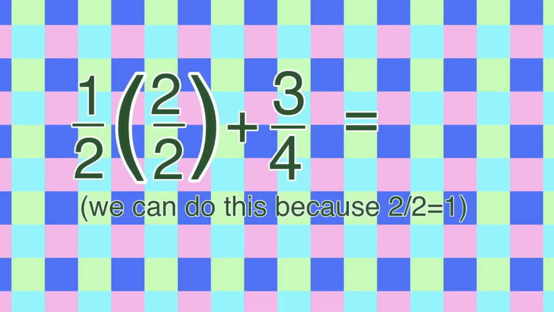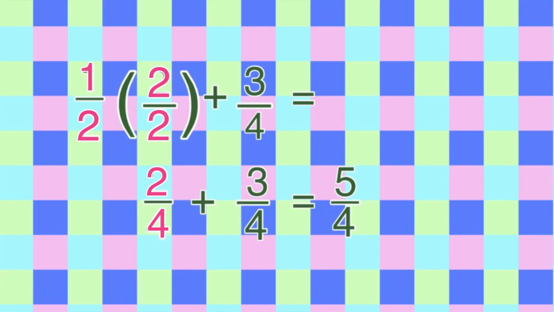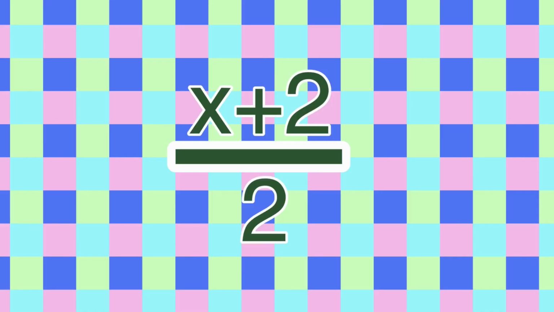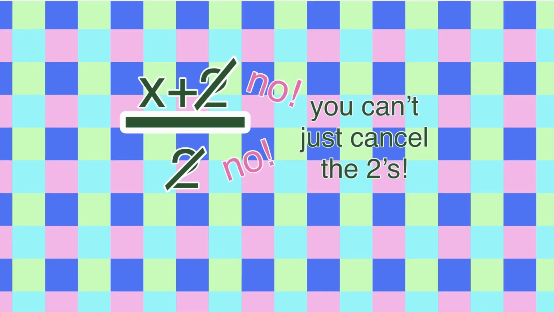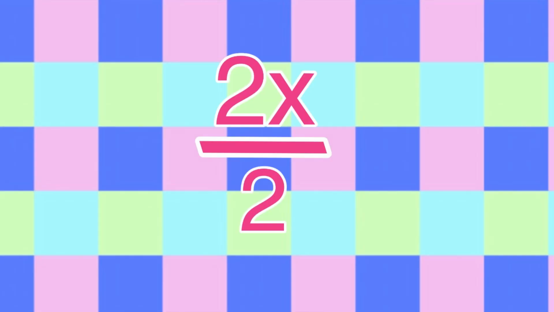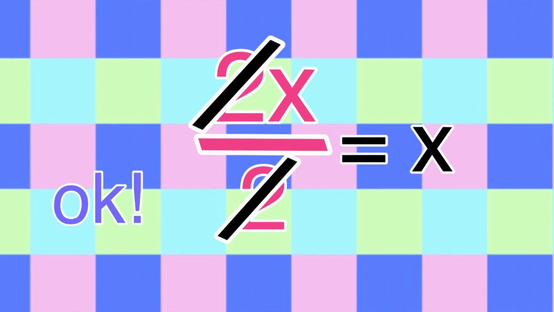What you would do is you take 1/2 and you multiply that by 2/2, plus 3/4. And that will enable us to have the denominator as 4. Then 2/4 plus 3/4 equals 5/4. Another common error, let's say we have x plus 2 over 2. You cannot just cancel the 2's. X plus 2 is a package deal here, so you can't just cancel part of it. If you had 2x over 2, in that case you could cancel the 2, so I think that's why sometimes people get confused.